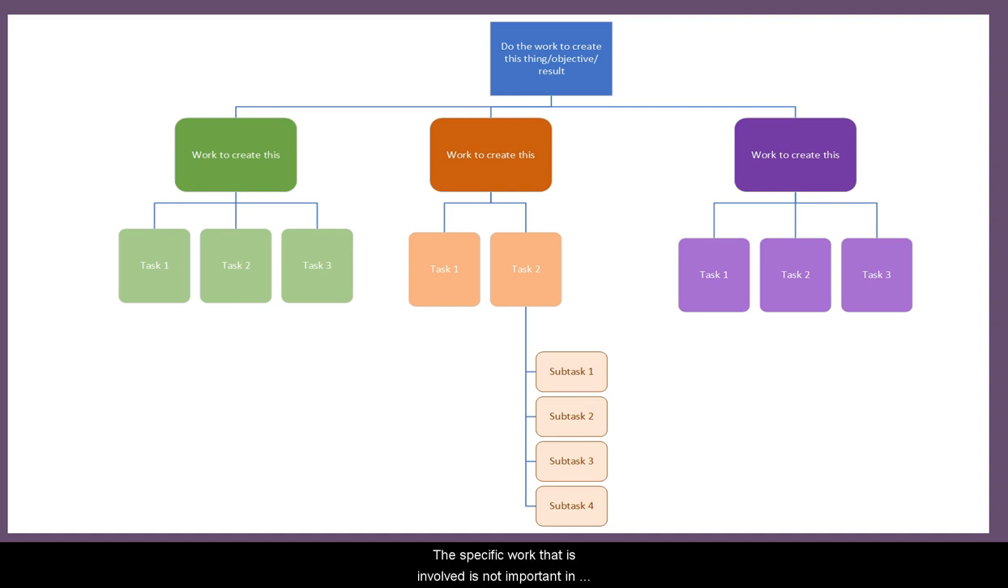The specific work that is involved is not important in this example, nor are the ways in which each level is named. Frequently, an organization will have its own standards regarding the WBSs that it creates and includes in procurement packages for the naming of the different levels. They may also have standards regarding how many levels are appropriate in a WBS.